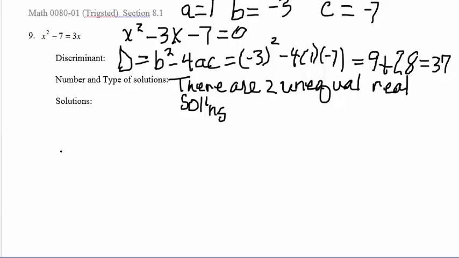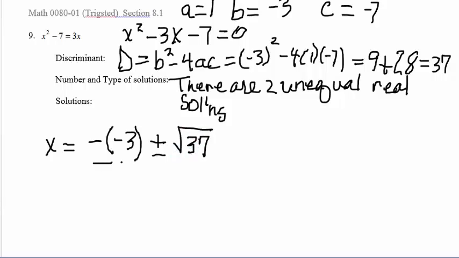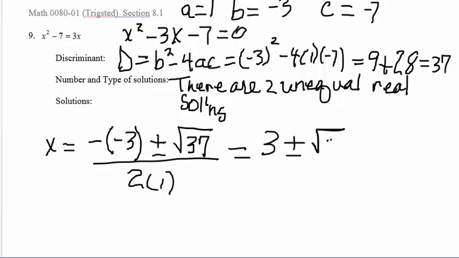Okay, so our D is 37. So x is minus b, and our b is negative 3, plus or minus the square root of D, which is 37, all over 2 times a. So this is 3 plus or minus the square root of 37 over 2. These are what my solutions are. And we can leave that like that.